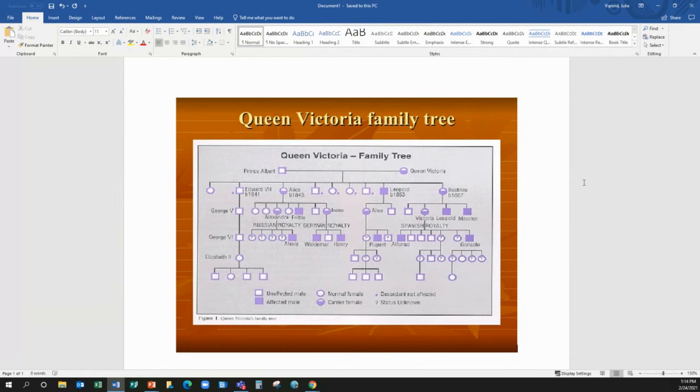And the reason for that is because she had 9 children. And in the time period, she had a whole age named after her, the Victorian era, which was mostly the 19th century, the 1800s. Actually, no, she died in 1901.